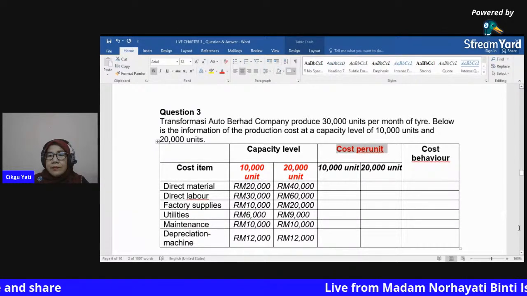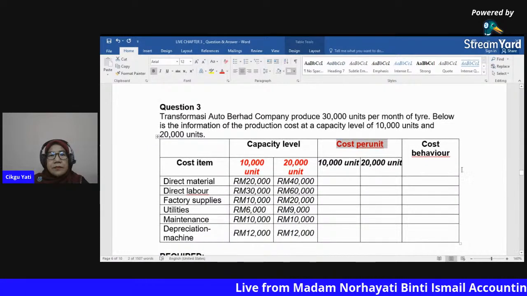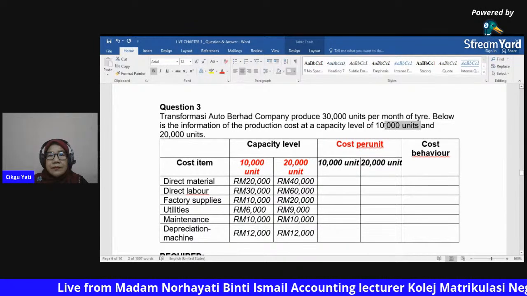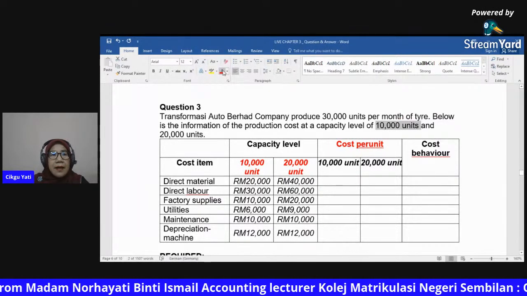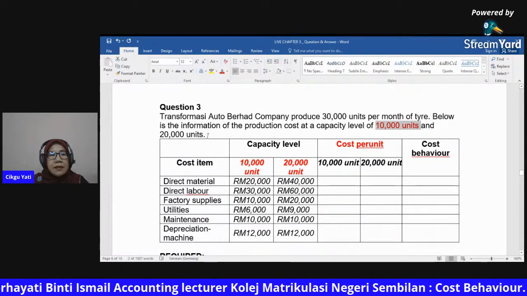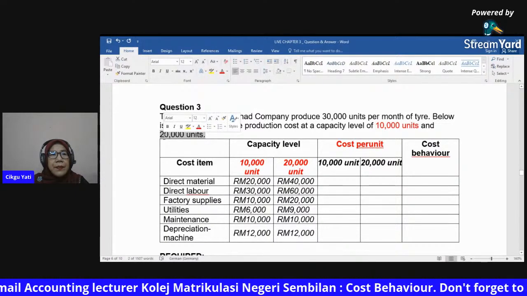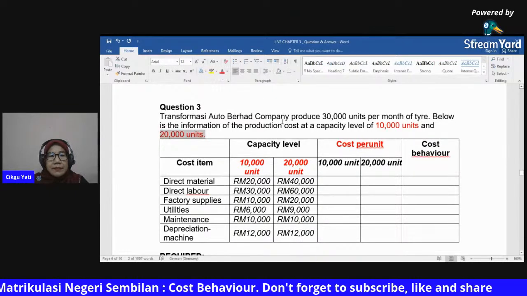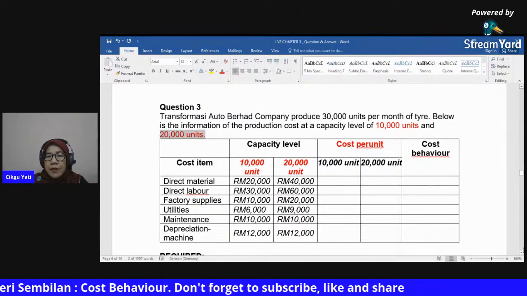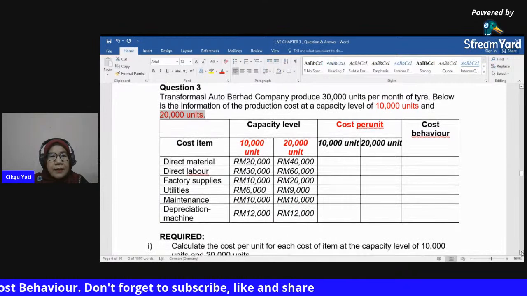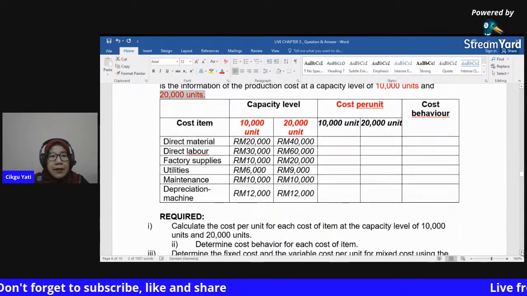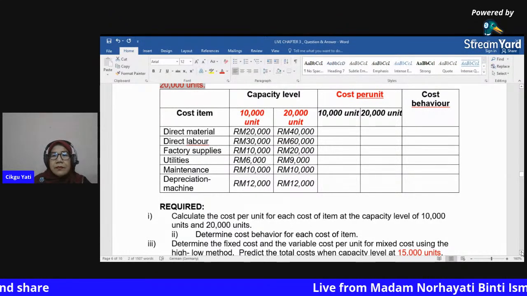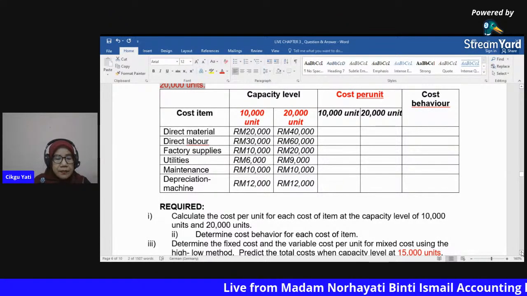Okay, next one. You can see I just highlight the level. This is the lowest level and this is the highest level of activity. Okay, what should you do? Based on the question, you are required to calculate the cost per unit of each cost item at the capacity.